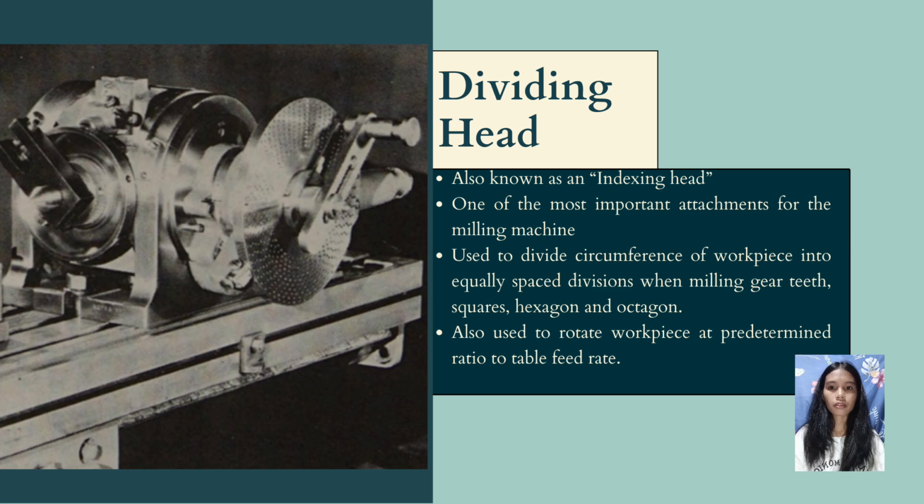A dividing head is also known as an indexing head. It is a specialist machine tool attachment designed to precisely rotate a workpiece in predetermined increments. The indexing or dividing head is one of the most important attachments for the milling machine. It is used to divide the circumference of the workpiece into equally spaced divisions when milling such items as gears, splines, squares, hexagons, and octagons.